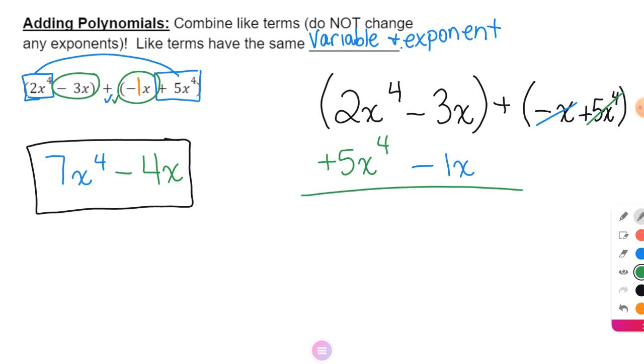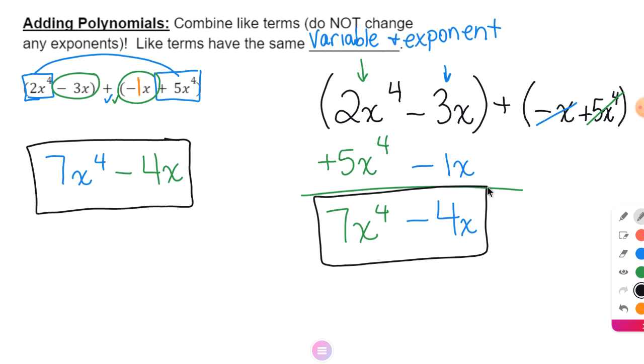And now I'm simply adding vertically. 2x to the 4th plus 5x to the 4th is 7x to the 4th. And negative 3x plus negative 1x is negative 4x. Okay, so you notice I've got the exact same answer, doing it two separate ways. Your preference on which you like better.